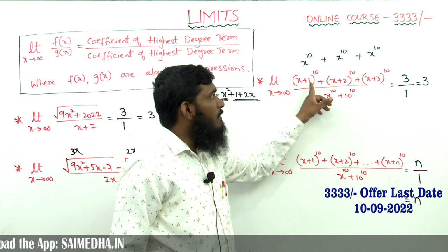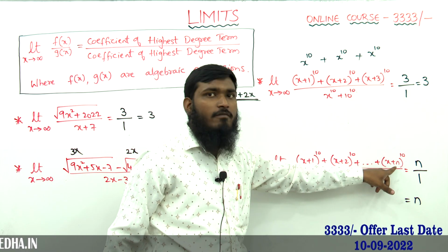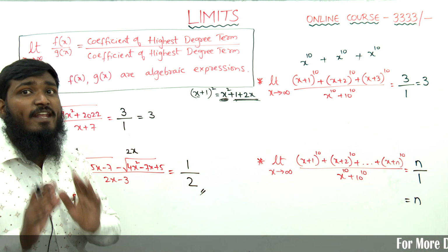So in the earlier part we took 1, 2, 3. How many terms did we have? 3, so we took 3. Up to n we have to take, which means n by 1, which equals n. So this shortcut was very important.